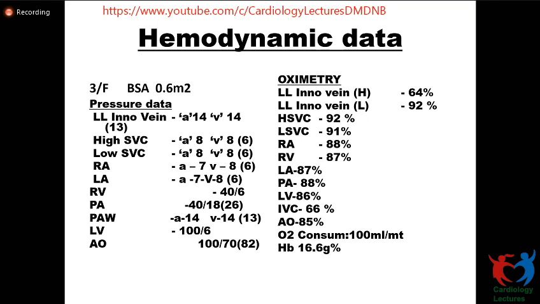Can you think of any congenital heart disease where there can be a gradient at the level where the innominate vein joins the superior vena cava? TAPVC with obstruction. Yes, supracardiac type of total anomalous pulmonary venous drainage. That you should keep in mind. We are going to oximetry data.